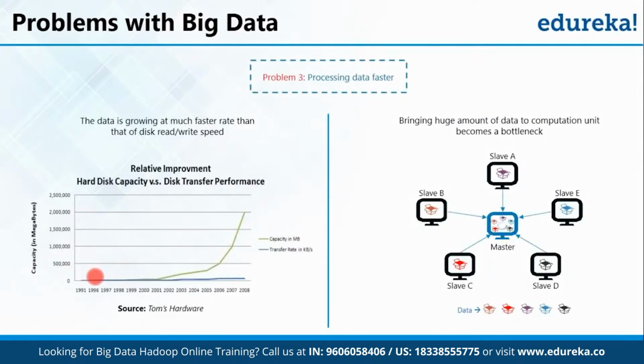So over here you can notice that the hard disk capacity is increasing, but the disk transfer performance or speed is not increasing at that rate. Let me explain this with an example. If you have only a 100 Mbps input output channel and you are processing say 1 terabyte of data, how much time will it take? Maybe calculate, it'll be somewhere around 2.91 hours, right?